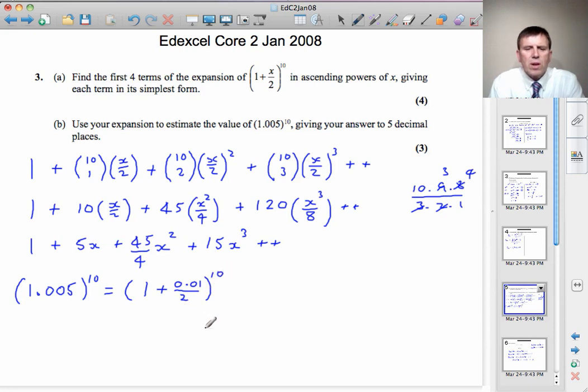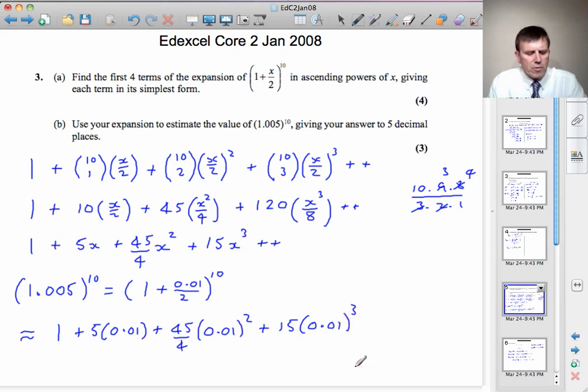So that means I can just substitute the value 0.01 for x in this expansion here. So this is approximately 1 plus 5 times 0.01 plus 45 over 4 times 0.01 squared plus 15 times 0.01 cubed. And if we put that in the calculator, it comes to 1.05114. And that's accurate to 5 decimal places as required.